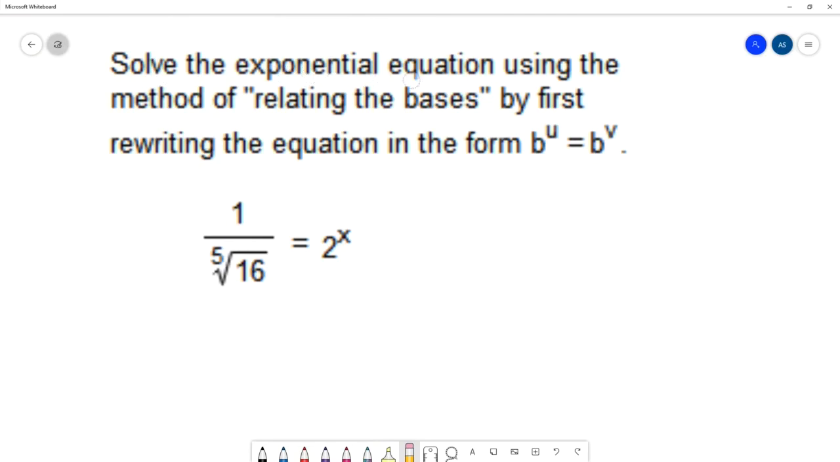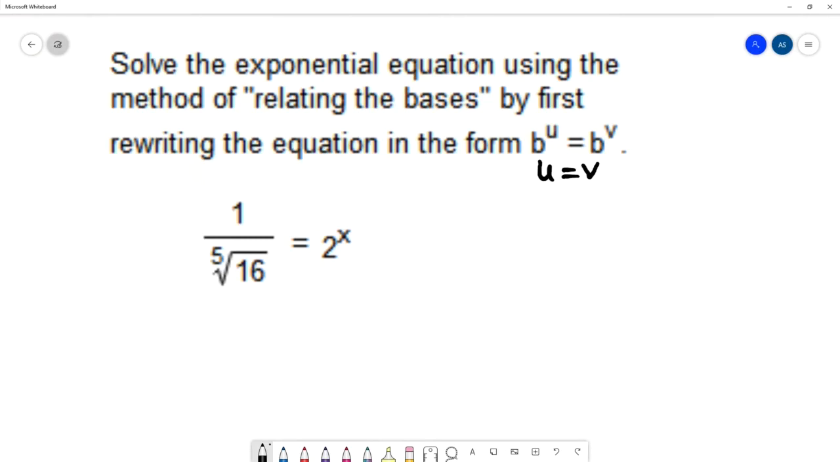Solve the exponential equation using the method of relating the bases by first rewriting the equation in the form b to the u equals b to the v. The reason why we like writing it in this form is because once we get it in this form, we're going to be able to simplify the equation to u equals v. And then we'll be able to solve the equation.